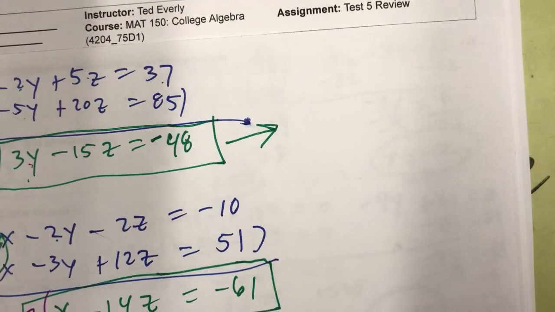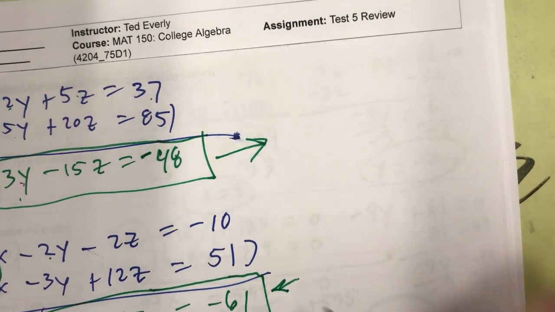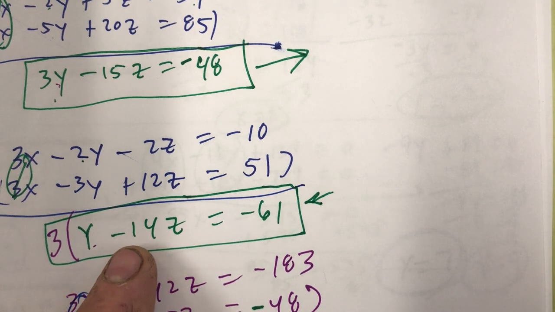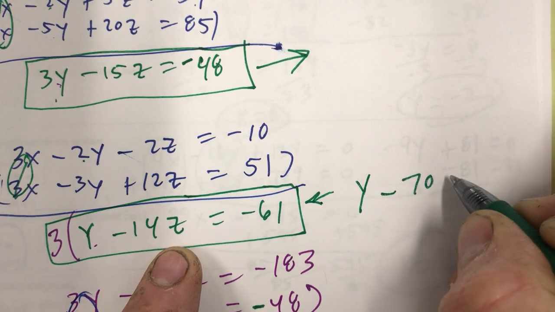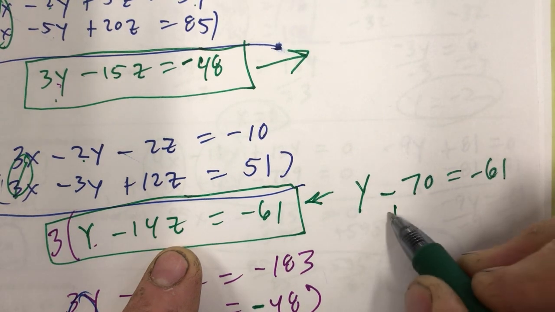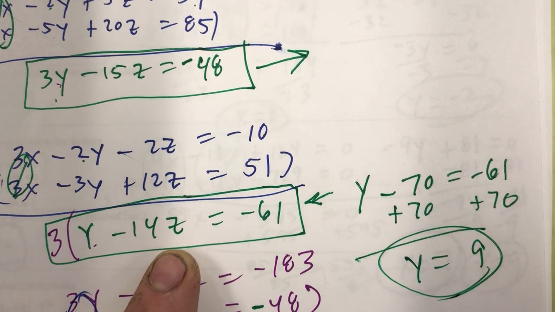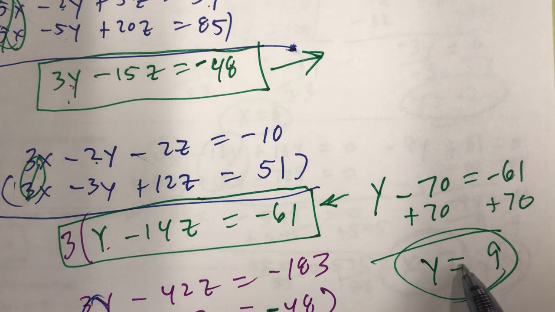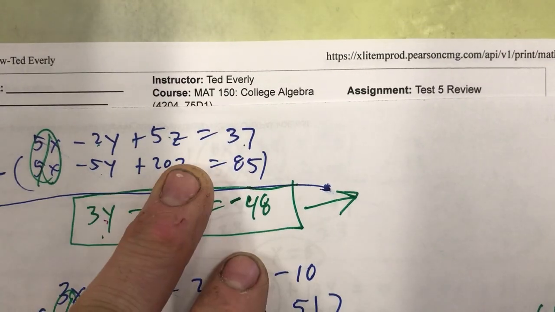All right, now since z is 5, I'm gonna go right in here. And if I put 5 in for z, 14 times 5 is 70. So I have y minus 70 equals negative 61. So I'm going to add 70, and that's 9. There you go, y is 9. Okay? And now I got y and z, so I'm going to go back to one of my original equations up here to figure out what x is.